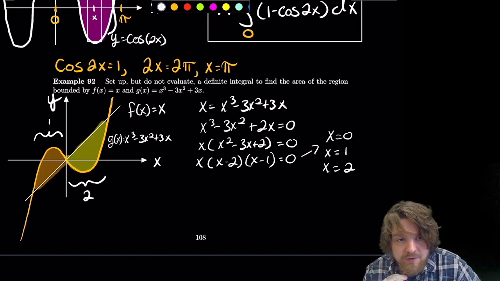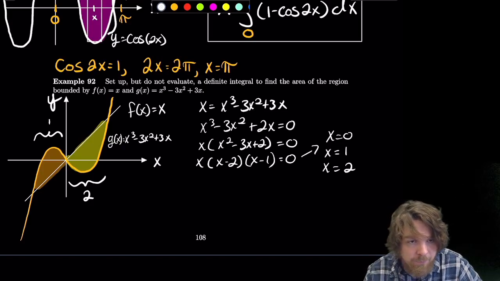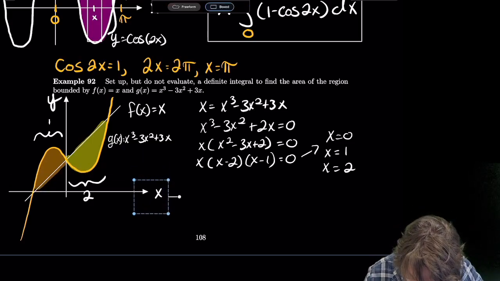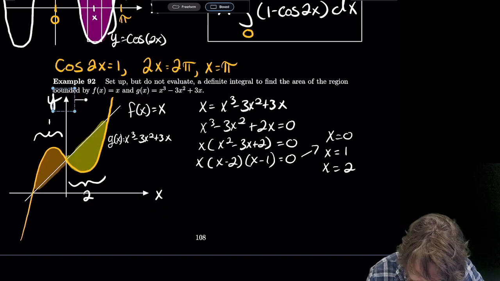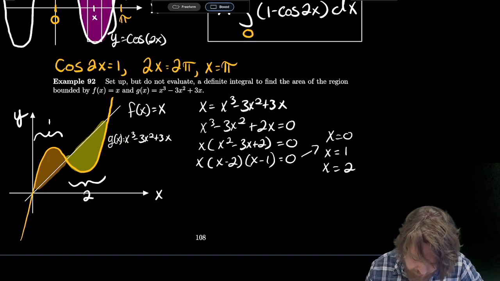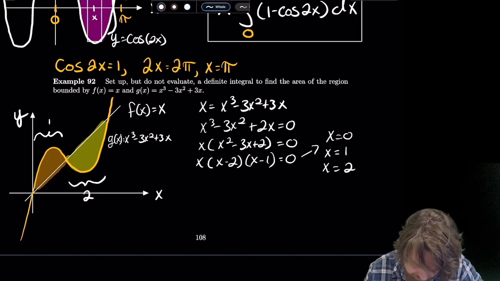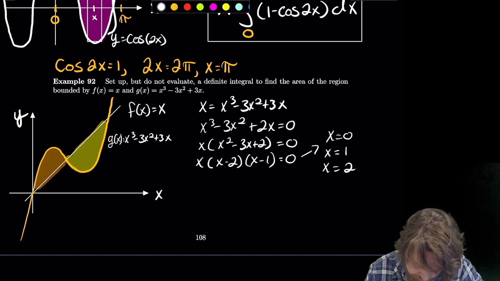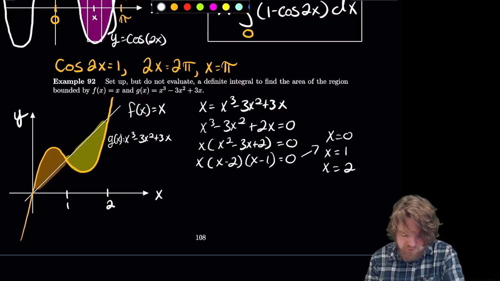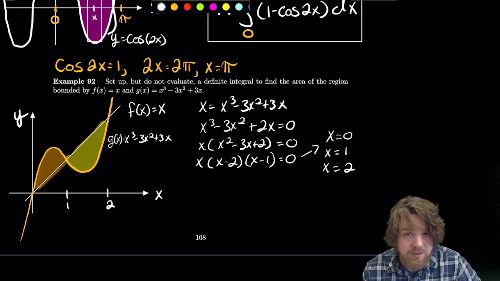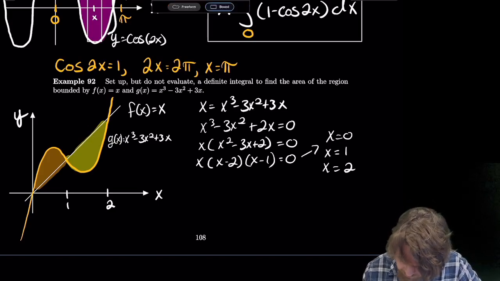So let's go ahead and account for that right now. I think what this means is that our two graphs are going to intersect here at x equals 0. They're going to intersect again at x equals 2. And they're going to intersect at x equals 1. So here's going to be 1, and here's going to be 2. So the picture was good to get us started, but I don't think it was perfectly labeled. I apologize about that.